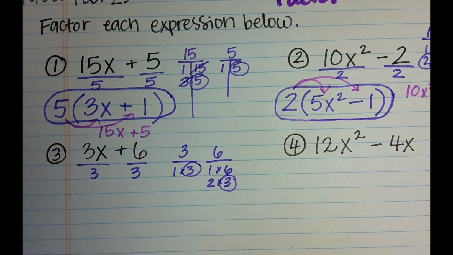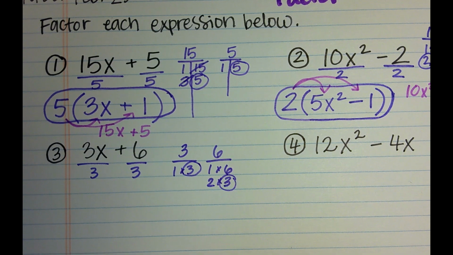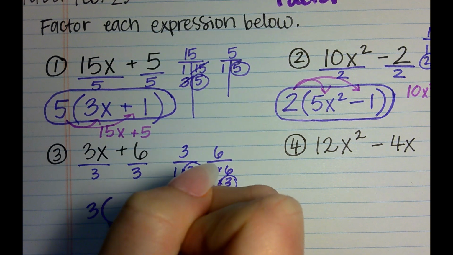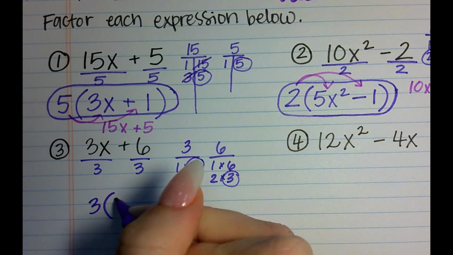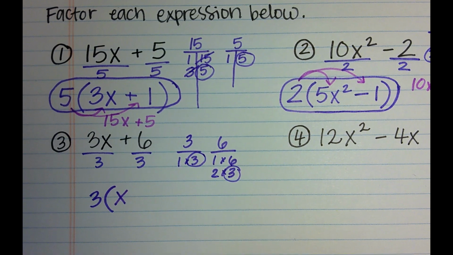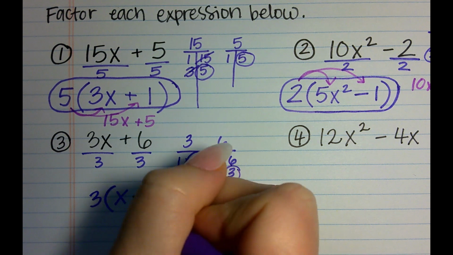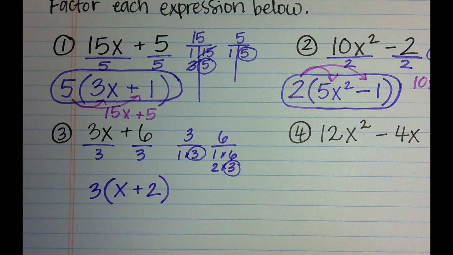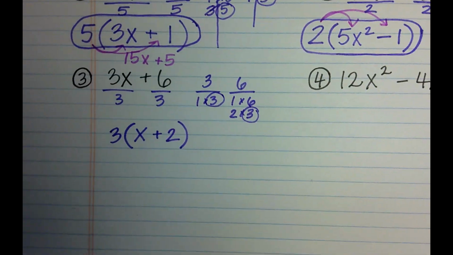So what is 3x divided by 3? 1x. Good. So I'm just going to write x. 6 divided by 3? 2. So it would be 3 times x plus 2. And that would be our factored form. That is our answer.